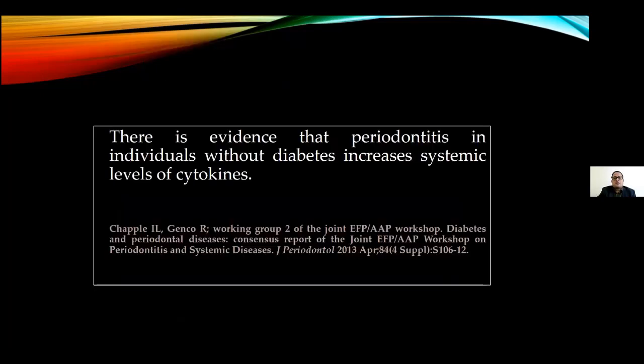One of the first questions they answered was based upon this particular finding: there is evidence that periodontitis in individuals without diabetes increases systemic levels of cytokines. Meaning to say that even if a particular individual is systemically healthy and without diabetes, the presence of periodontitis itself, from the point of view of systemic dumping, can increase the systemic levels of cytokines, which from another point of view is increasing systemic inflammation. This is what led the workshop to answer some of the questions.